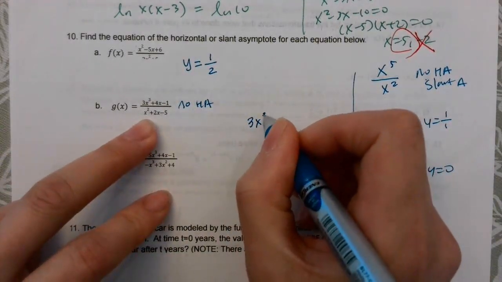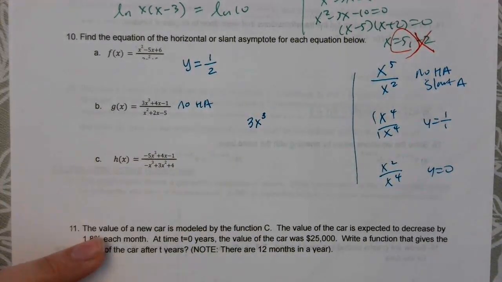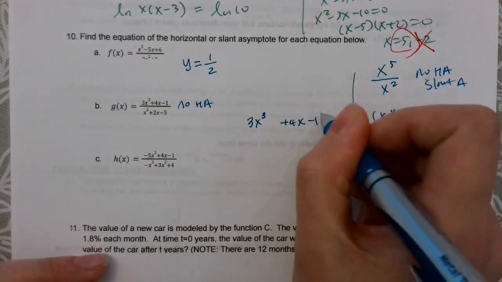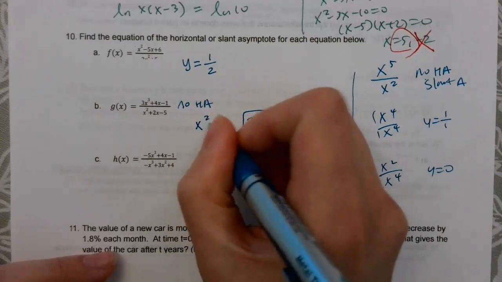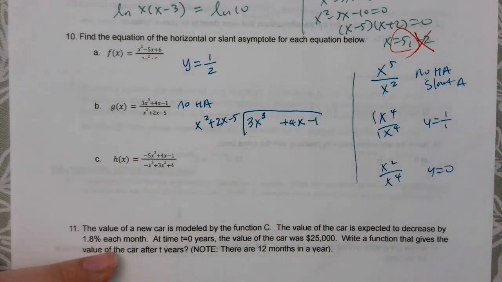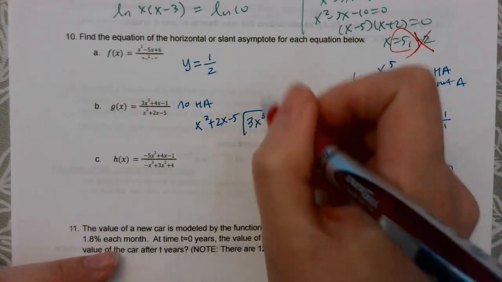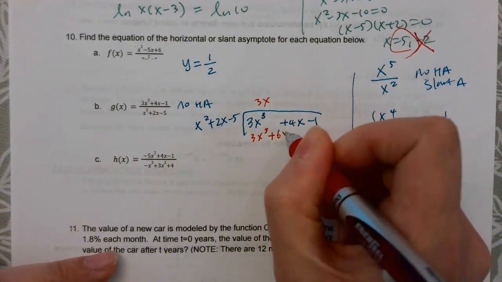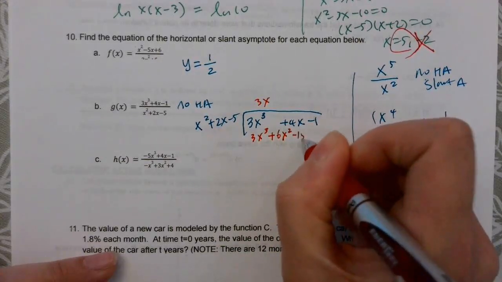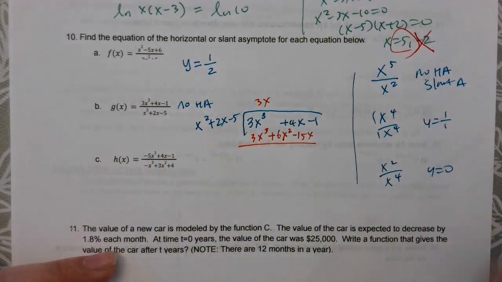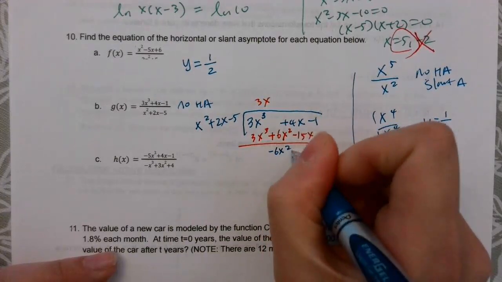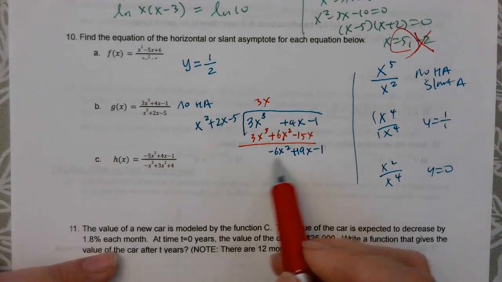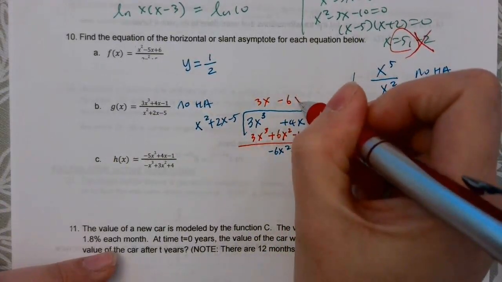So you're going to go ahead and divide it. Plus 4x minus 1. If you're reverse side, folks, you might want to use the box method. All right, let's go. X squared times what is that? 3x. Multiply: 3x cubed plus 6x squared minus 15x. I'm going to subtract it. Negative 6x squared plus 19x minus 1. X squared times what is negative 6? Negative 6.